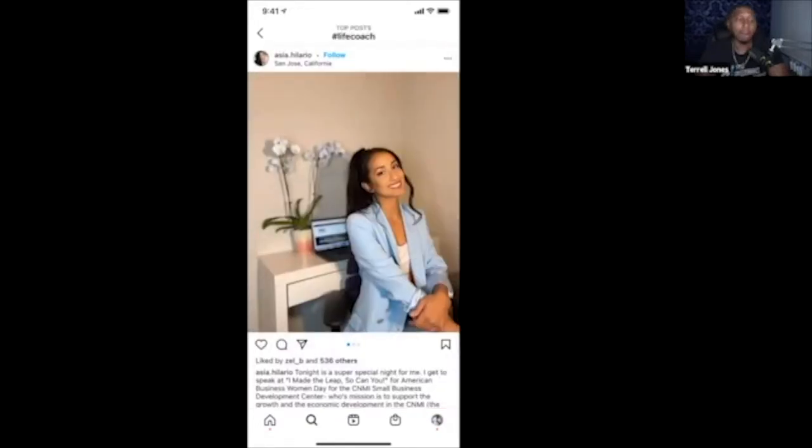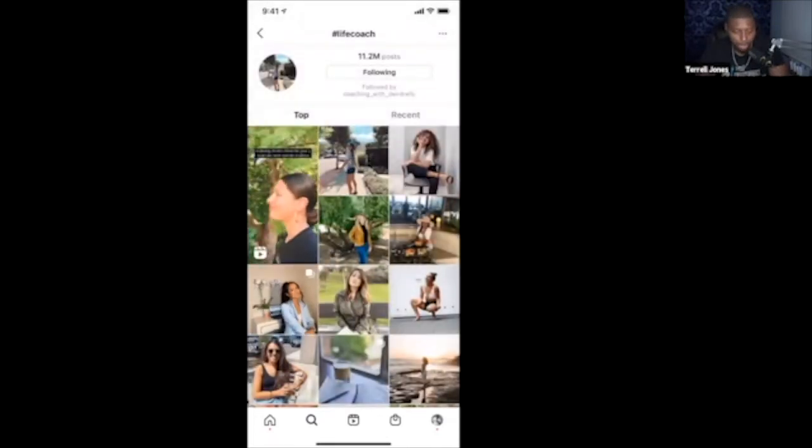Now I'm following them. Now I'm engaging. Now I'm liking posts, right? And then what's going to happen? They're going to actually start following me back. And that's what we mean when we say follow your ideal client, is that they're actually going to follow you back if you're posting relevant content. That's just one thing that you can do.